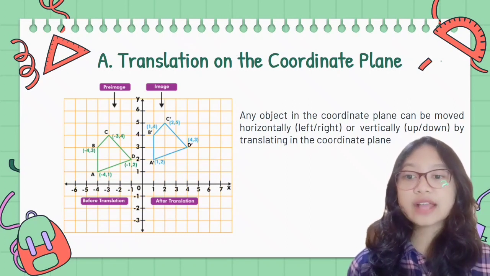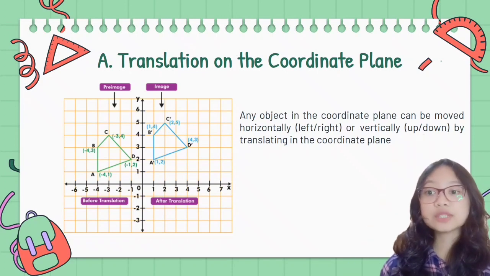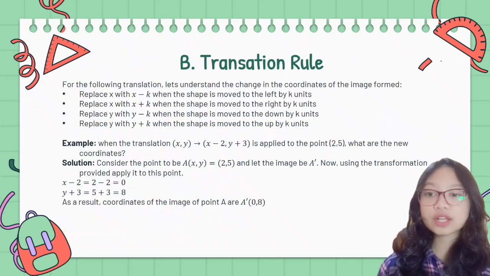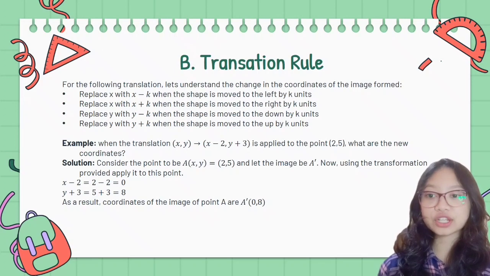Each of the x-coordinates of the vertices has to be added by 5 units, and each y-coordinate will be added by 1 unit. Now let's move into translation rules. For the following translation, let's understand the change in the coordinates of the image form. There are 4 rules in the translation.